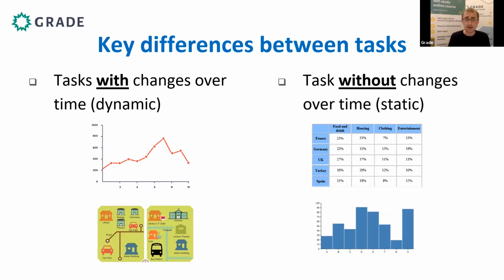So why is this important? When looking at the task for the first time, see if you can identify whether this is a static or a dynamic visual, and then your choice of language and organization will depend on that.